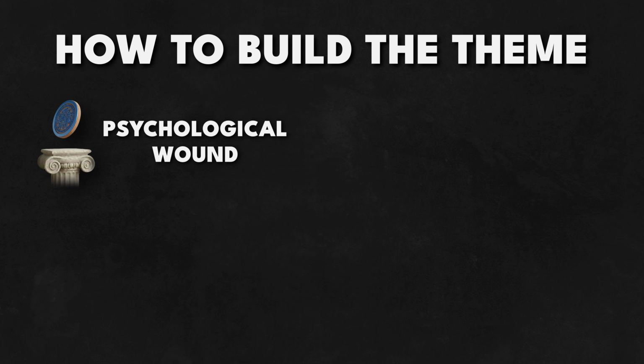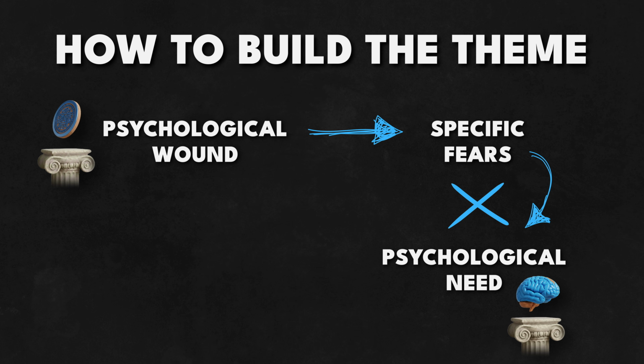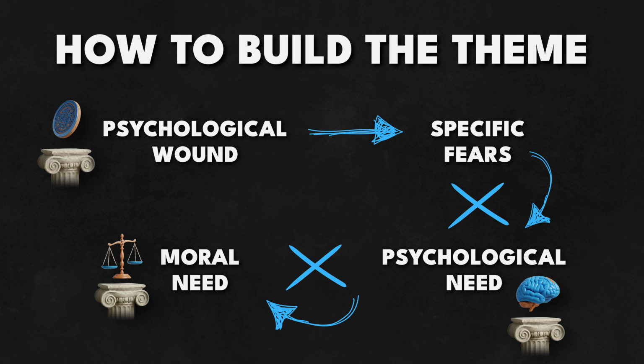So here's what makes this framework so powerful. The psychological wound creates specific fears. Those fears prevent characters from confronting the psychological need, and as long as the psychological need remains unfulfilled, they can't see or understand the moral need. That's how you build a theme from the ground up.